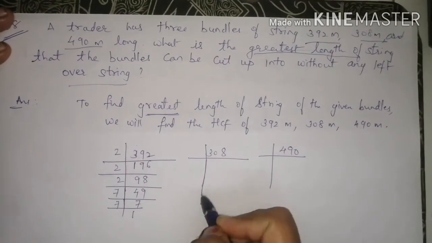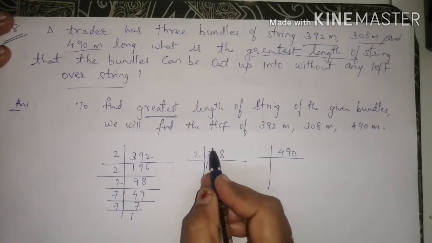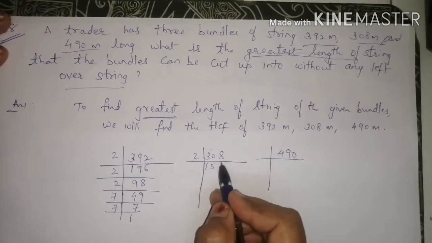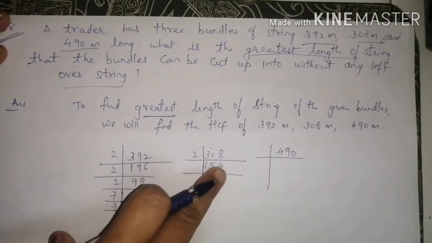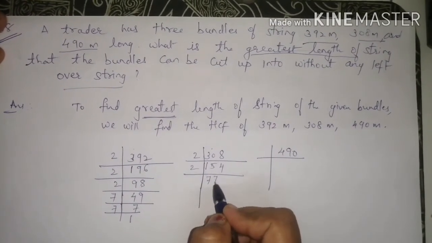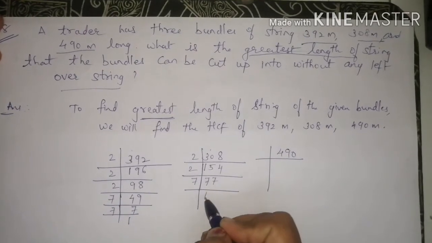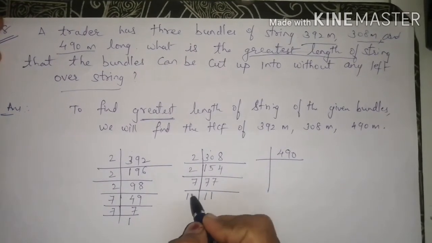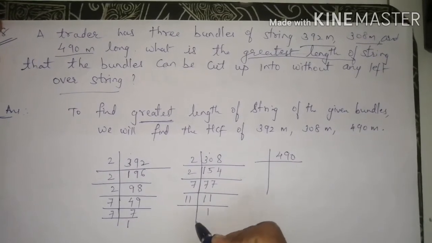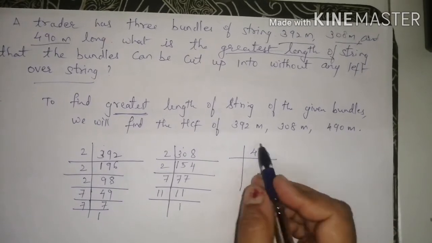Now similarly we'll find out the factors of 308. Units place is 8, divide by 2. 2 1s are 2, 1 remaining, 2 5s are 10, 2 4s are 8. Again it is 4, divided by 2. 2 7s are 14, 1 remaining, 2 7s are 14. 77 will get divided by 7. 7 1s are 7, 7 1s are 7. 11 is a prime number only, so 11 1s are 11. 1 came, stop it.